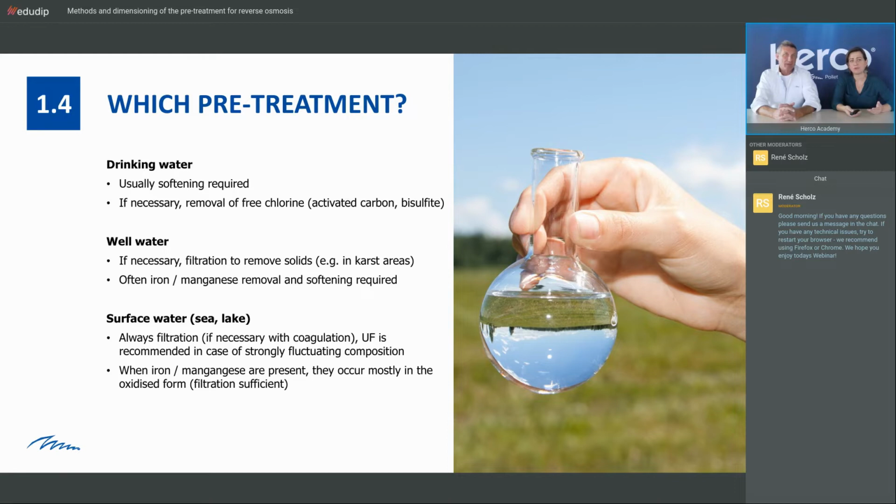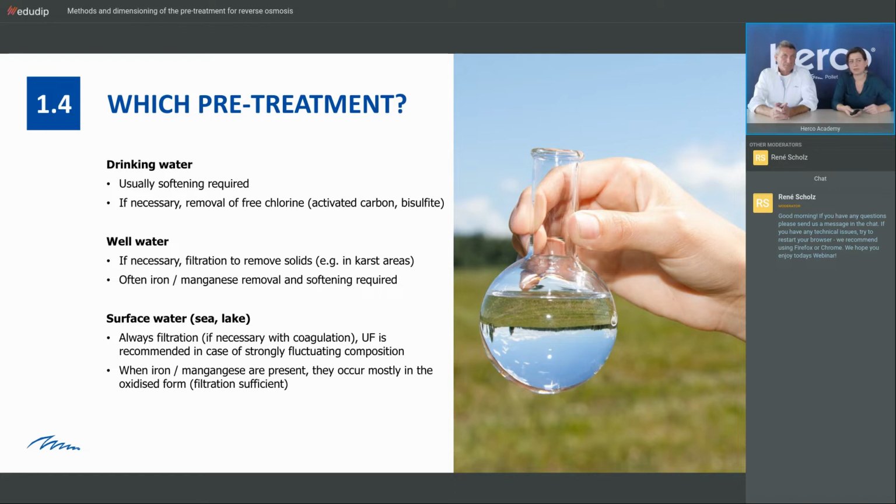If the water quality doesn't fluctuate too much, you could use a sand filter, for example if you have water from a lake, from quite some depth. But in the case of a river, you have a lot of fluctuation, and there an ultrafiltration, maybe with coagulation and flocculation beforehand, would be necessary.